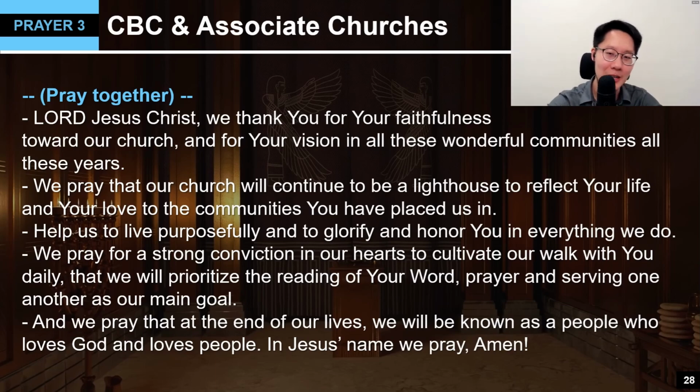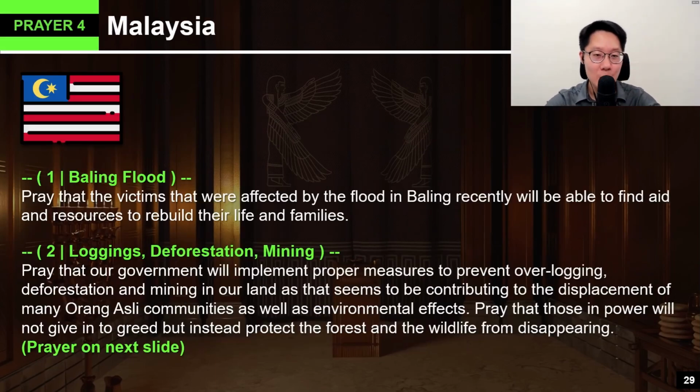Amen. Last but not least, we want to pray for our country, Malaysia. As Pastor Gordon mentioned last Friday as well, we want to pray for the victims that were affected by the flood in Baling, that they will be able to find aid and resources to rebuild their lives and families. I think more than 1,000 families or 1,000 people were displaced by it.